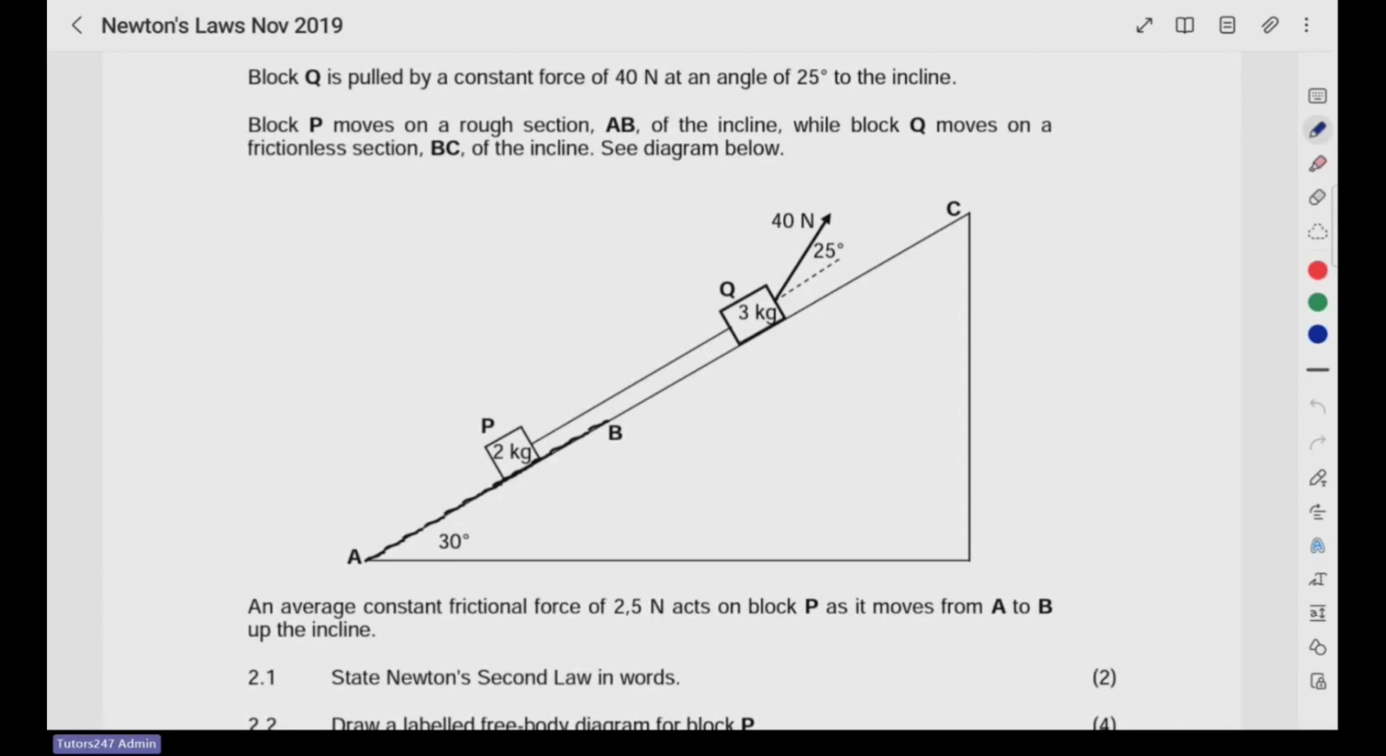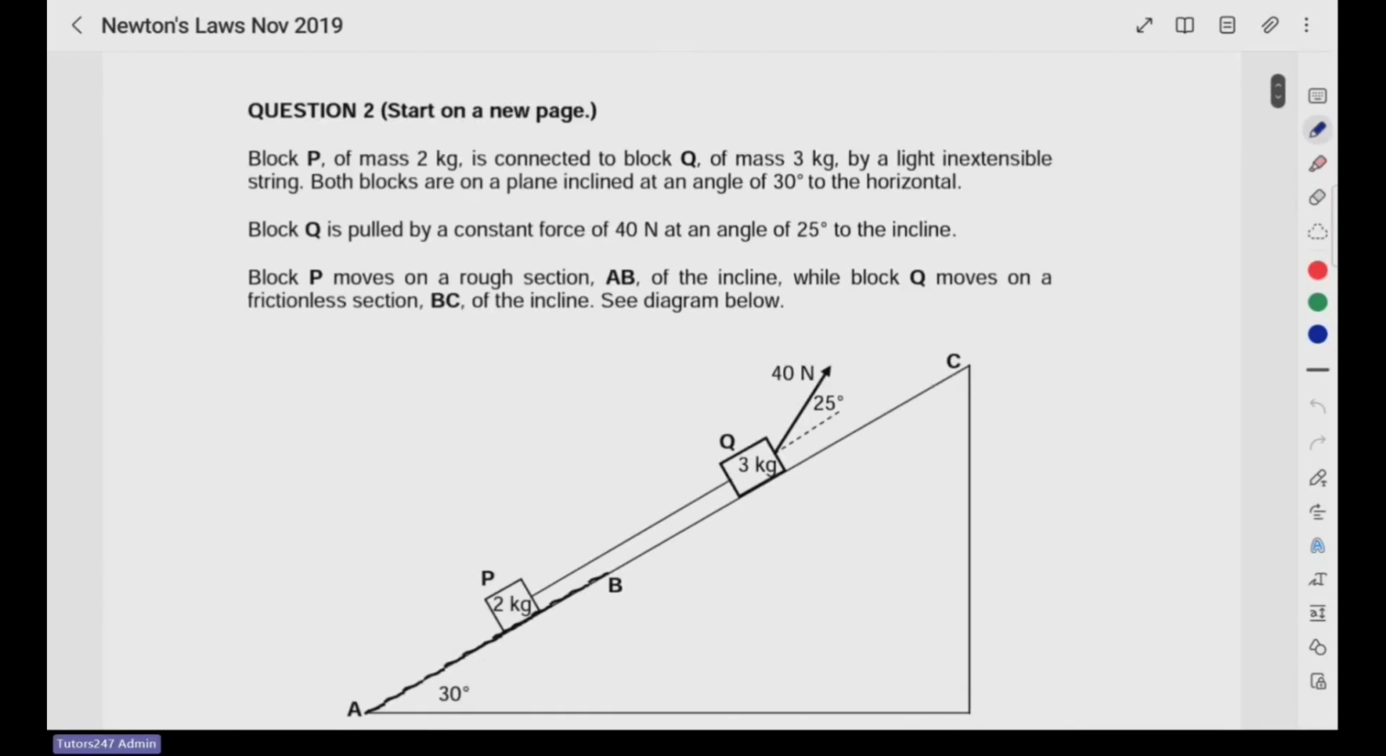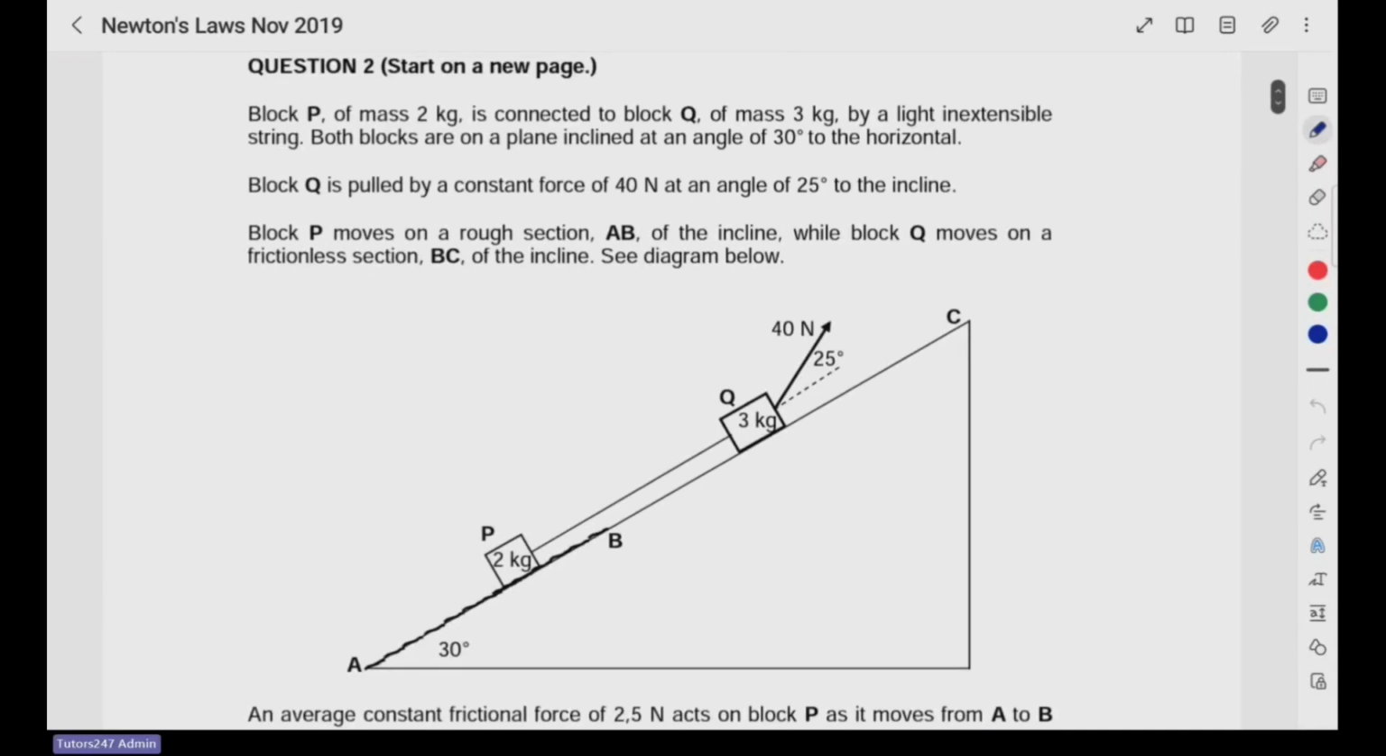Whereas I'm assuming between B to C, because they've taken the time to indicate the difference in the surface, I'm assuming between B to C is smooth, as you can see there. In addition to that, we've got tension in here as well. So there's quite a lot going on. Now, question 2 reads as follows.